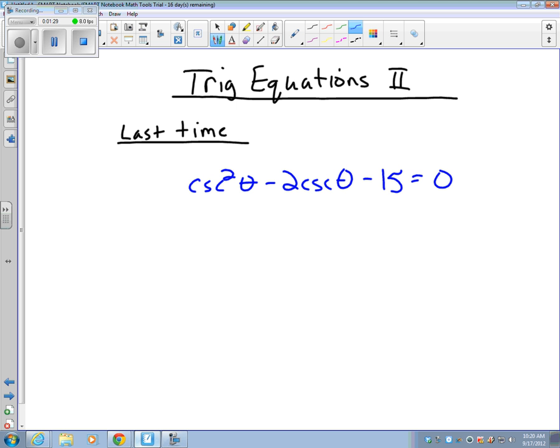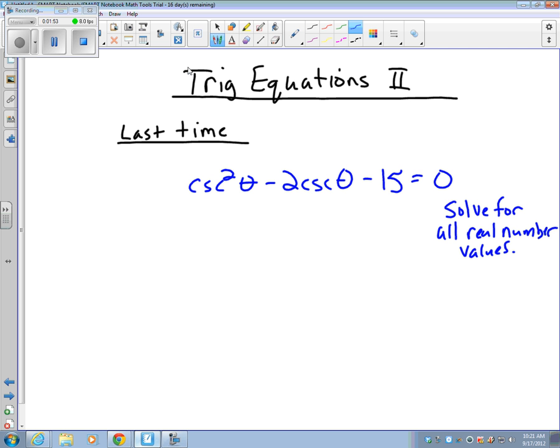And let's say it says this, though, instead. And I'm going to show you how this is different. Solve for all real number values. Okay, solve for all real number values.